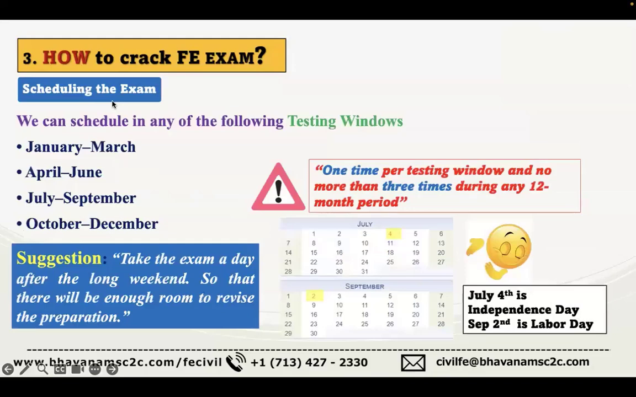So when to schedule the exam? Again, it is the user's choice. Generally, take the FE exam so that you get a long weekend to revise. And here we have suggested some dates. You can write one time per testing window, or no more than 3 times during any 12 months. Okay, per year, we can write not more than 3 times. Here we are suggesting dates like July 4th, Independence Day, and September 2nd, Labor Day. So you can plan your schedules accordingly. Most of our students have planned near these calendar times.